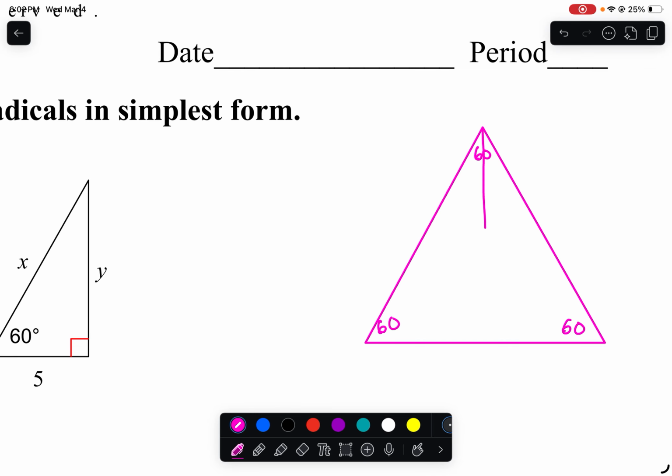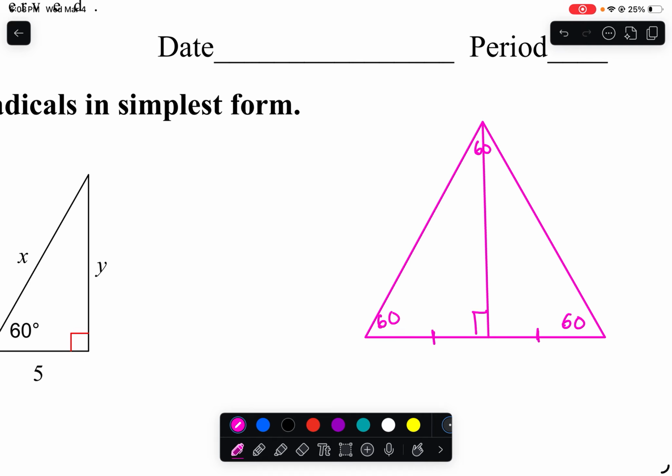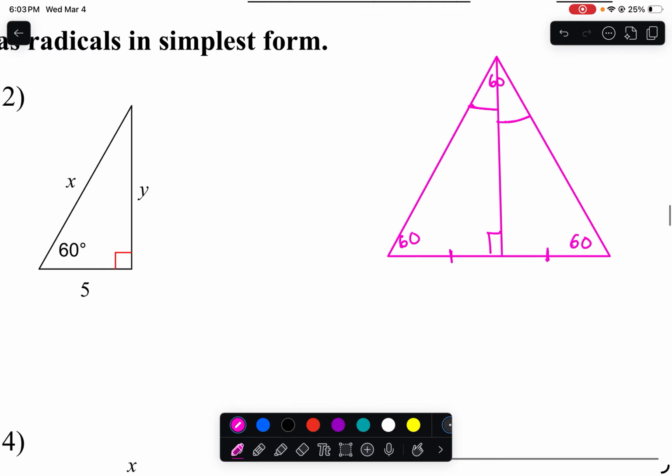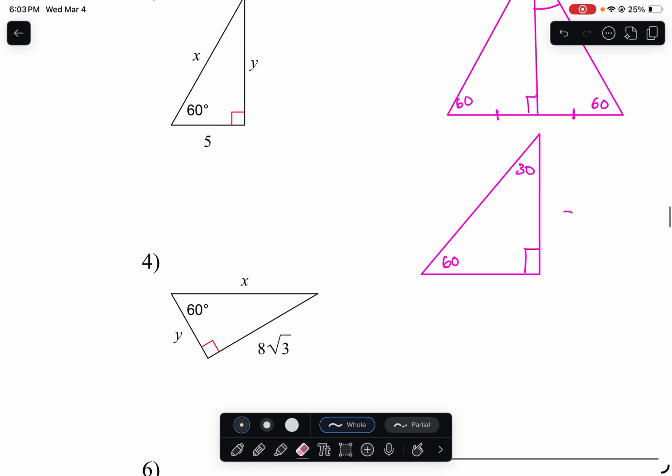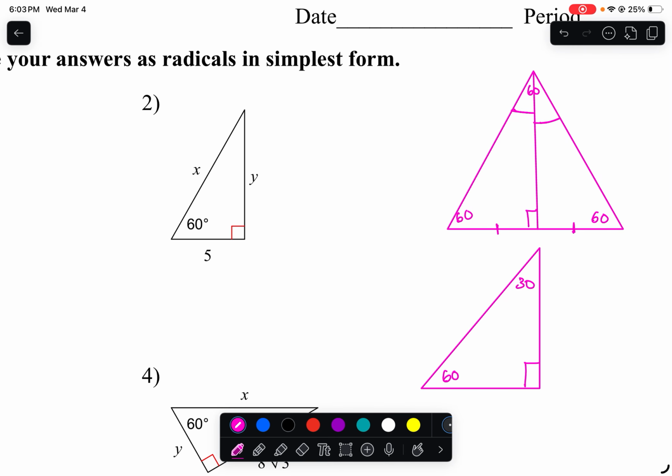Now, if you draw an altitude on an equilateral triangle, an altitude makes a 90-degree angle with the base. It also is a median on an equilateral triangle, which means that it cuts the base in half, okay? And it's an angle bisector, which means that it cuts this angle in half, okay? So what you end up with is a 30, 60, 90 triangle, right? We've got a 90-degree angle here, a 60-degree angle here, and then since we cut that 60 in half, this is 30 degrees, okay? So that's kind of where it comes from.